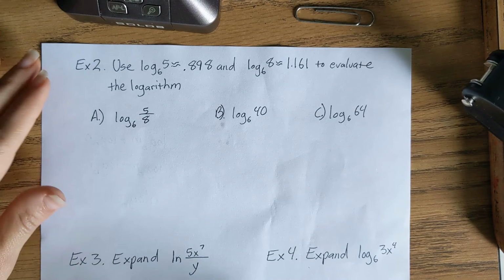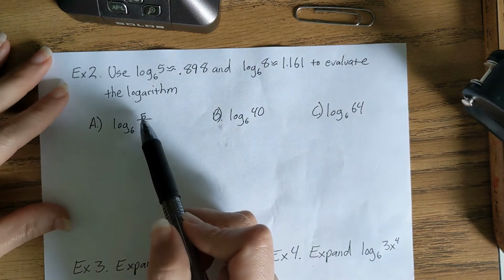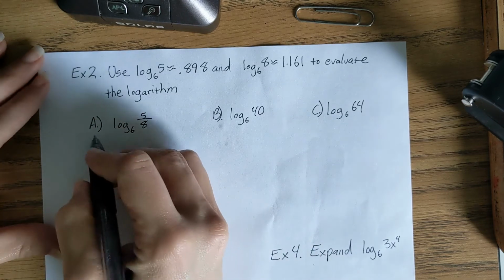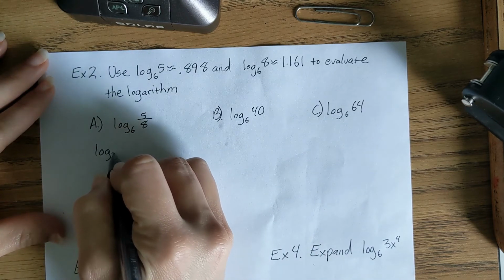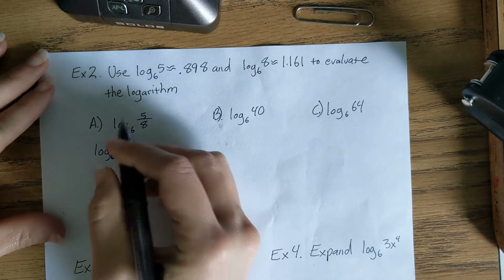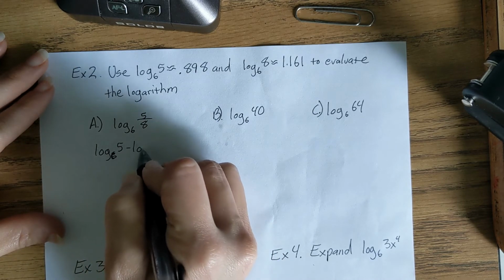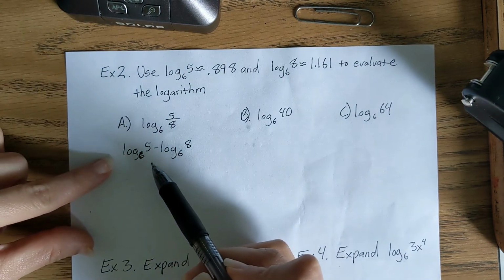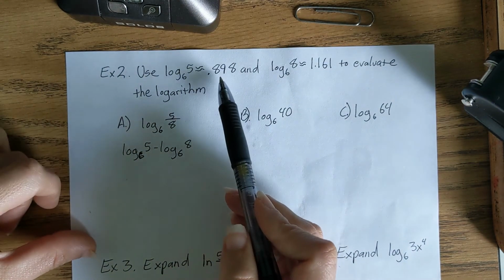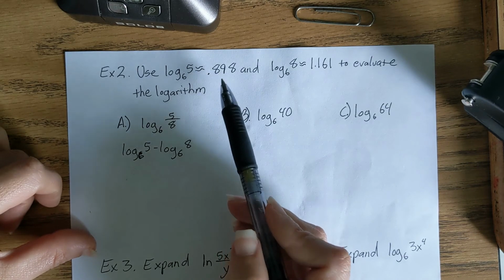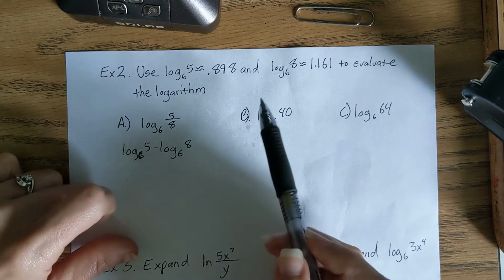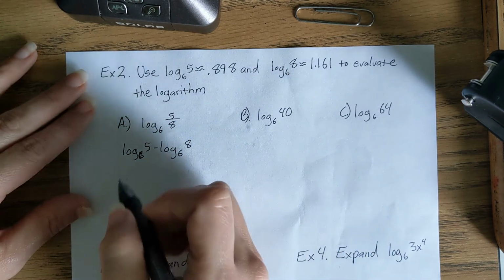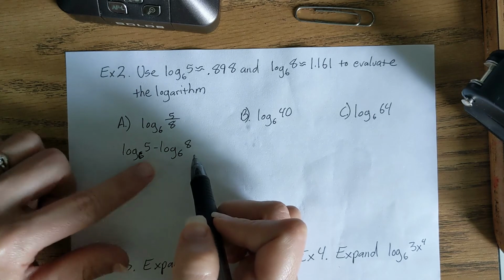Okay, so let's see if you got this right. So again, if we're dividing, we can expand that out with subtraction. So I can rewrite this as log 6, 5 minus log 6, 8. And I know what approximately log 6, 5 is. That is 0.898. And I know what approximately log 6, 8 is. That is 1.161. That was given in the problem. So I'm going to go ahead and substitute those values for these.